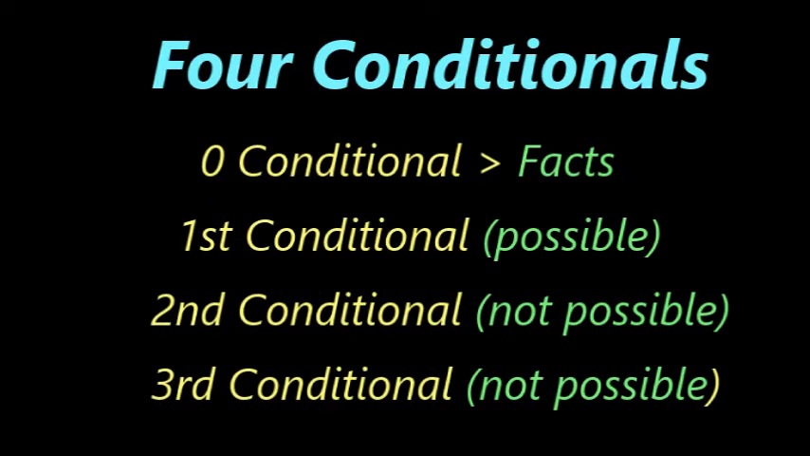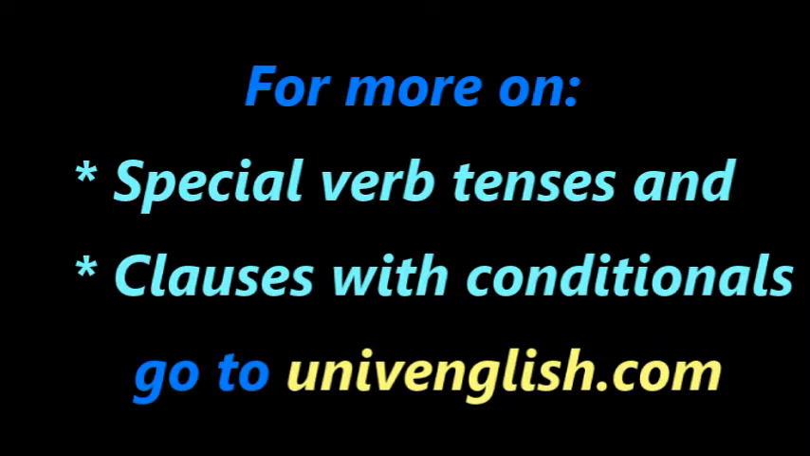Okay, now I hope you understand that there are 4 conditionals in English and understand when to use each one. But there is more. How do we say or write each one? You can go to the following website for an explanation on the use of verbs in conditionals and for practice exercises. I hope you can join us again to learn about University English.